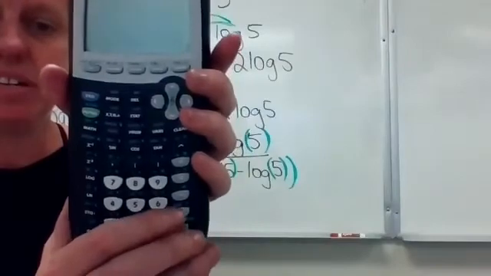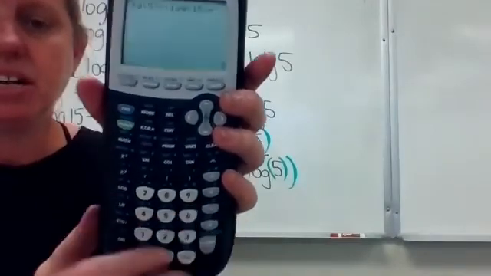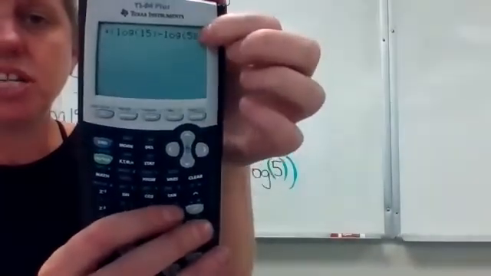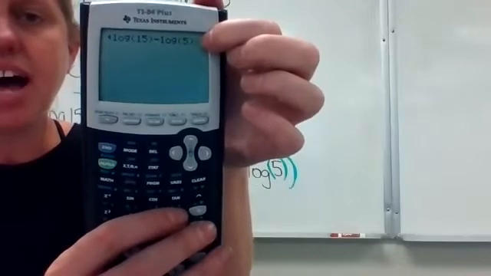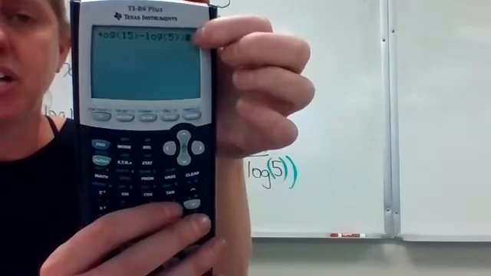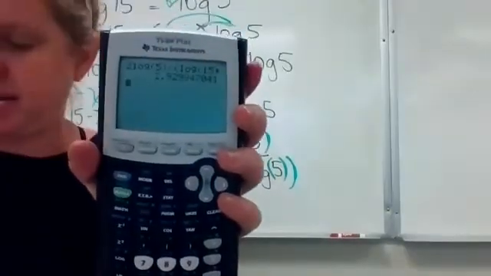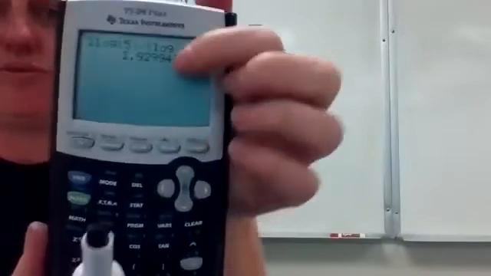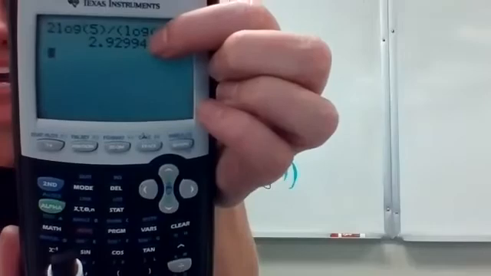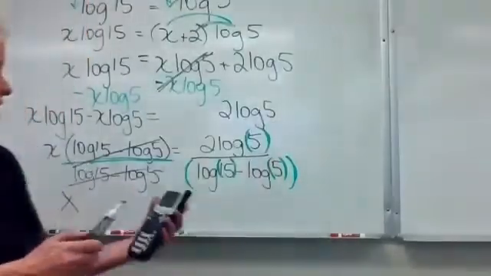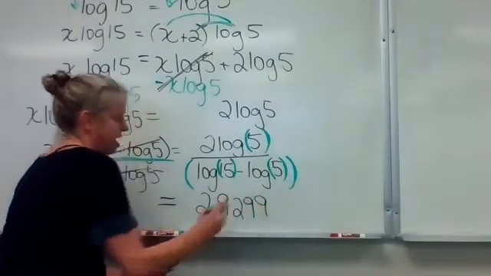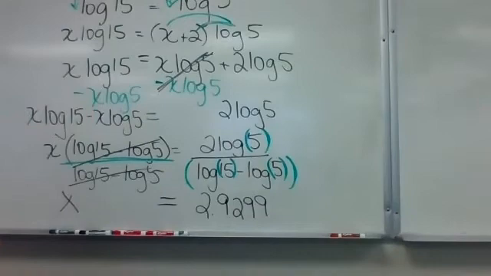minus log 5. So minus log 5, and then here's where you got to close this parenthesis around the 5, and then you also got to close the parenthesis for the denominator. So you're just hitting it twice and then hit enter, and then rounding it to 4 spots. So let's see, 1, 2, 3, 4. After that, 9 is a 4, so I don't need to round it up. So 2.9299.